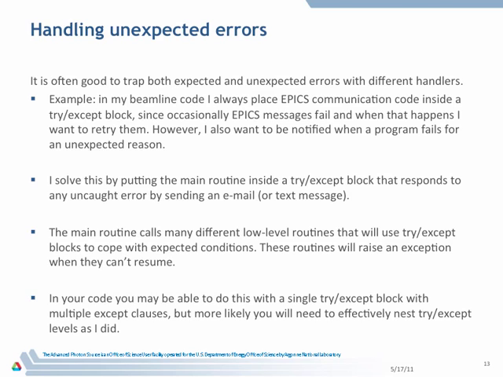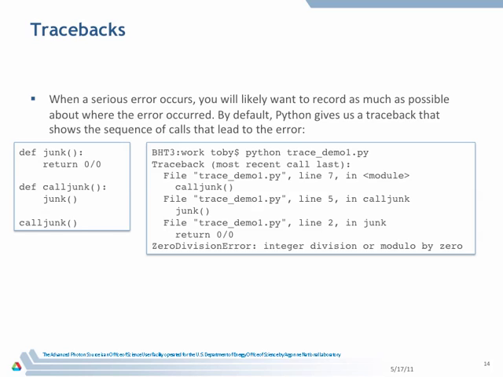Excuse me. Okay. All right, I alluded to this earlier, and this is really not necessarily part of exception handling, but tracebacks. So here I have a series of routines. Junk is going to trigger an error because I divide 0 by 0. And then I define a routine called call junk, which calls this. And then finally I actually try calling it. And when I do that, I see all this stuff displayed.